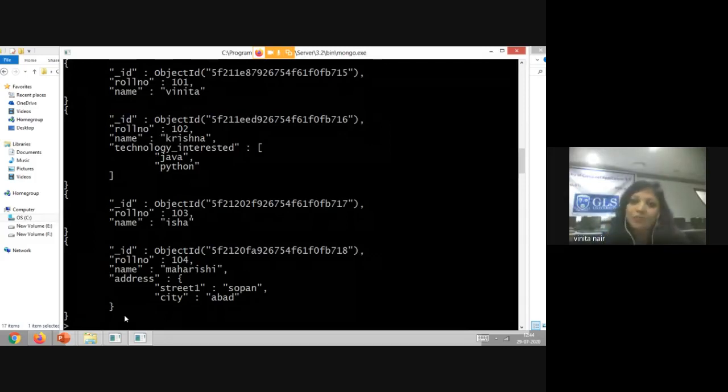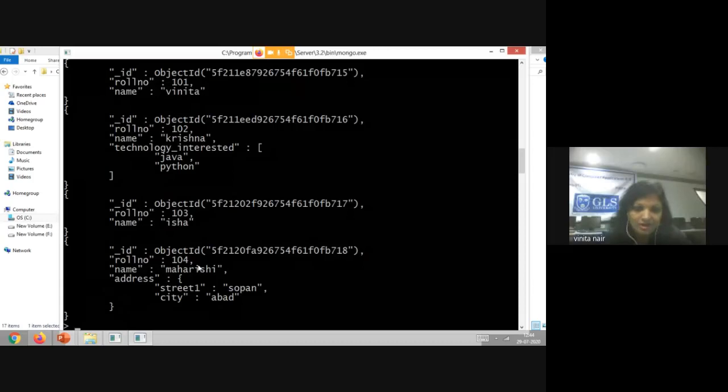Okay, is it clear, everybody? How we created a database, how we created a collection, how we inserted document. Now I am having 4 documents. Okay, document number 1 having the name Vinita, then Krishna, Isha and Marshi. So total I have 4 documents in my single collection.